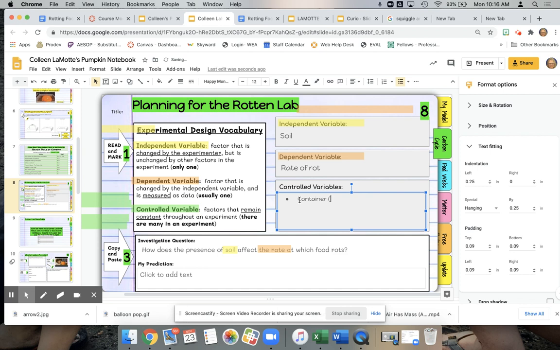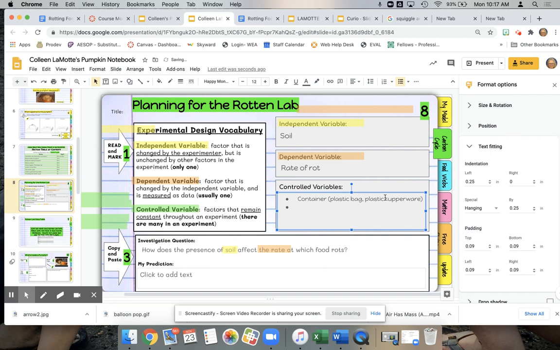So this might be a plastic bag. This could be a plastic Tupperware. I would use a disposable kind, like a yogurt container, so that you don't cause any problems with reusable Tupperware. You are going to list the container that you are using for your experiment here in the controlled variables.